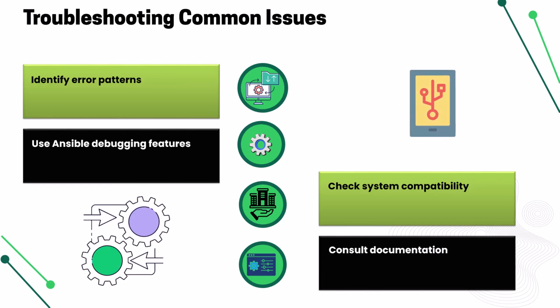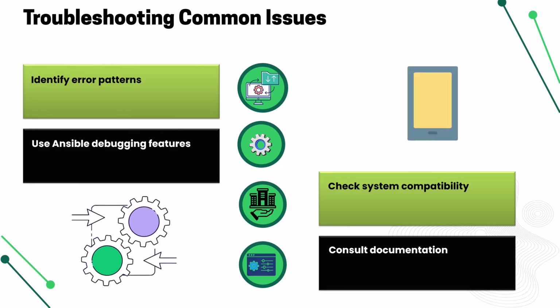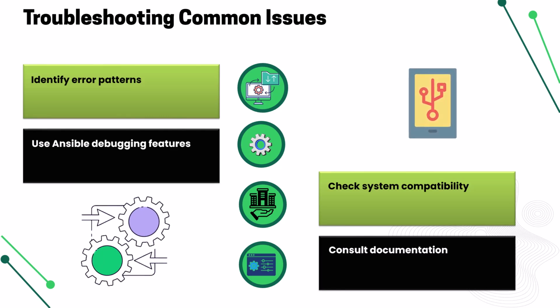Troubleshooting is an art. We first identify error patterns because problems love repeating themselves. Ansible's debugging features help uncover mysteries, and checking system compatibility ensures we aren't using a playbook meant for another century. When all else fails, we consult documentation, because even experts need a cheat sheet.